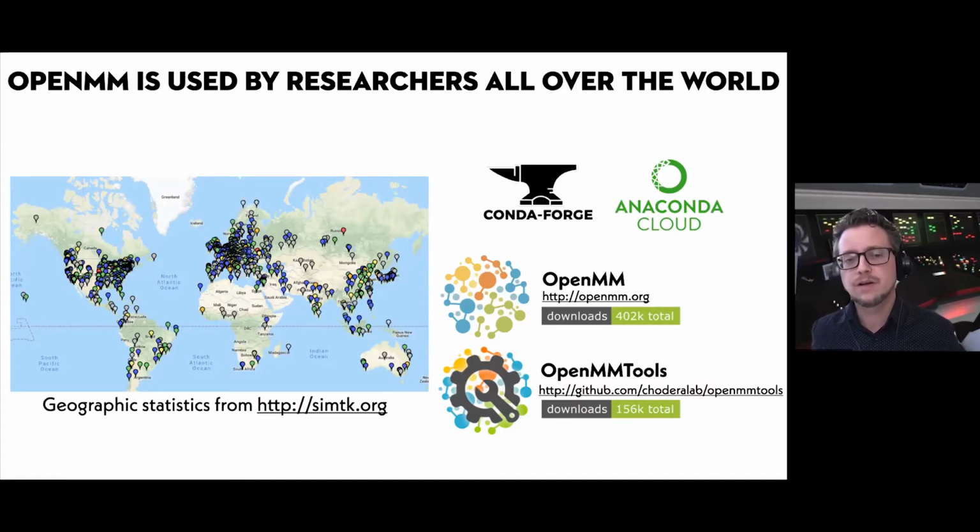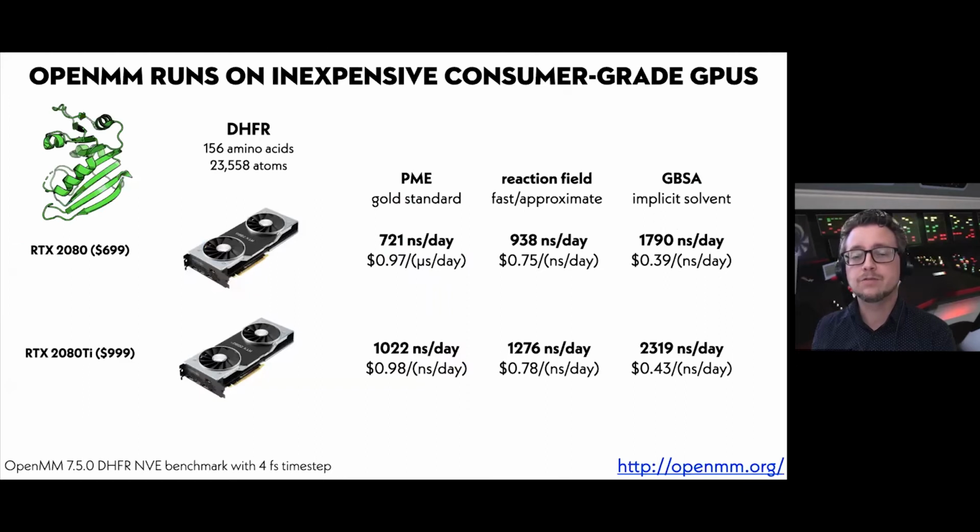Folks all around the world use it, and we've been lucky enough to have hundreds of thousands of downloads so far. There's a very active issue tracker where people ask all sorts of questions, and we get a lot of insight about how we can make it more usable from folks. It's very fast and works pretty well on inexpensive consumer-grade GPUs, so you don't need Tesla cards or anything like that. You can use off-the-shelf consumer-grade gaming GPUs, and we're able to deliver less than $1 to get a microsecond per day, which is pretty cool.